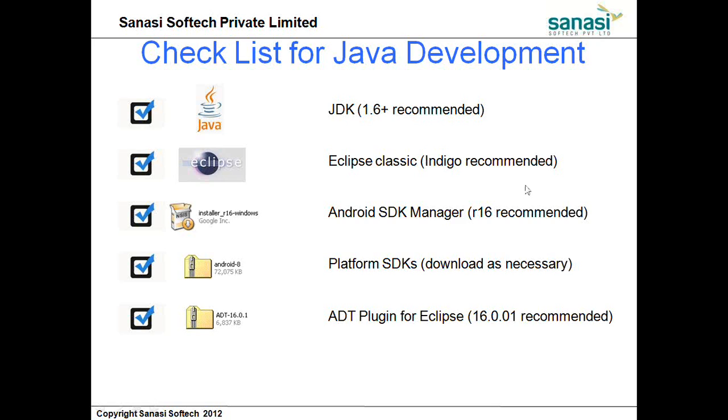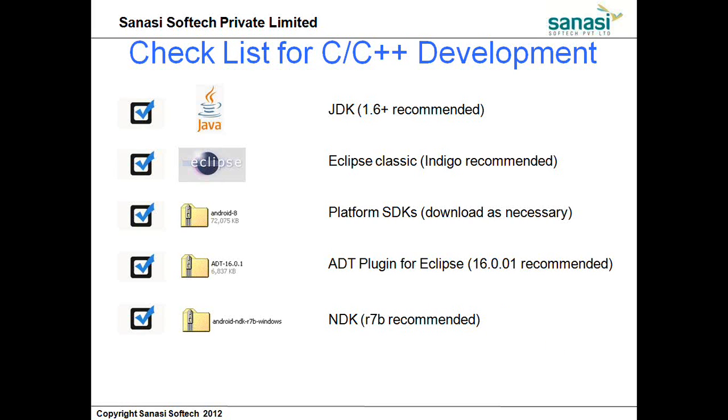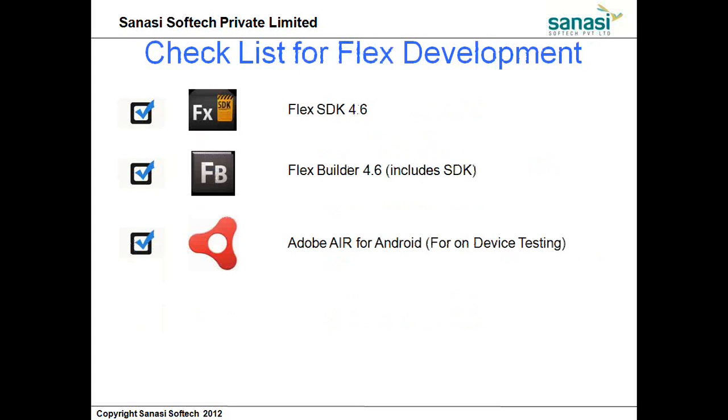Let's move on. Okay, so here's the checklist for C and C++ development. It is almost the same as the previous case. That is, you'll still need to have all the items which I mentioned for developing applications in Java, but additionally for C and C++ based application development, you will need to have what is called as the Android NDK, and I would recommend a version of R7B. So that is the only extra item in this checklist compared to the previous checklist. All right, so that's for native application development.